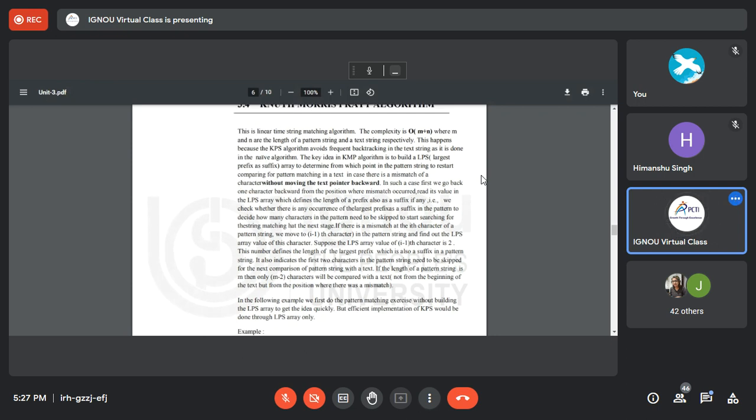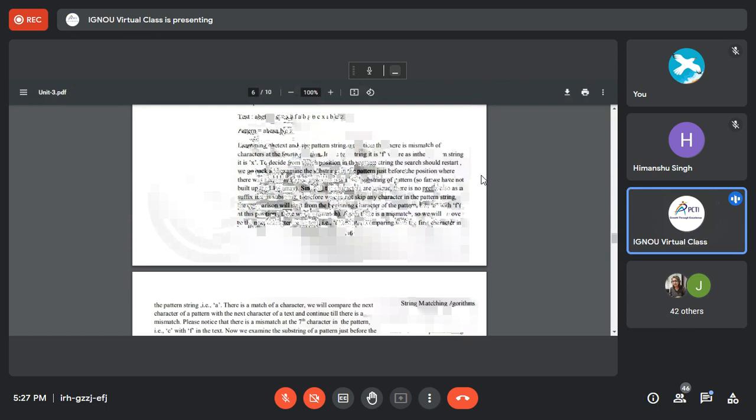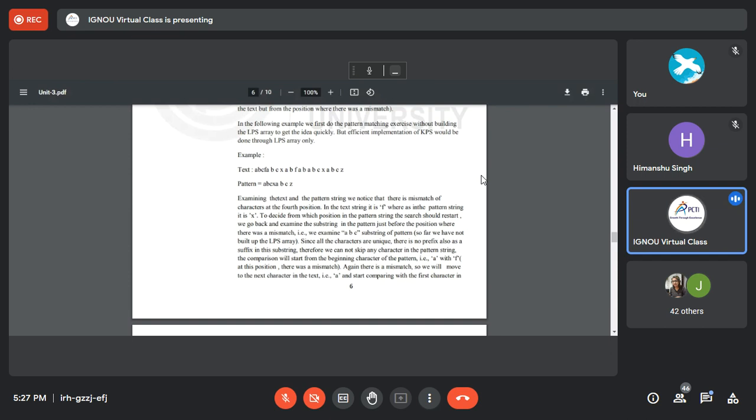So let's take one example. In this, we first do the pattern matching exercise without building the LPS. Here we have a text and here is the pattern. Examine the text and the pattern string. We notice that there is a mismatch of character at the 4th position. On the 4th position, in the text it is F and in the pattern it is X.